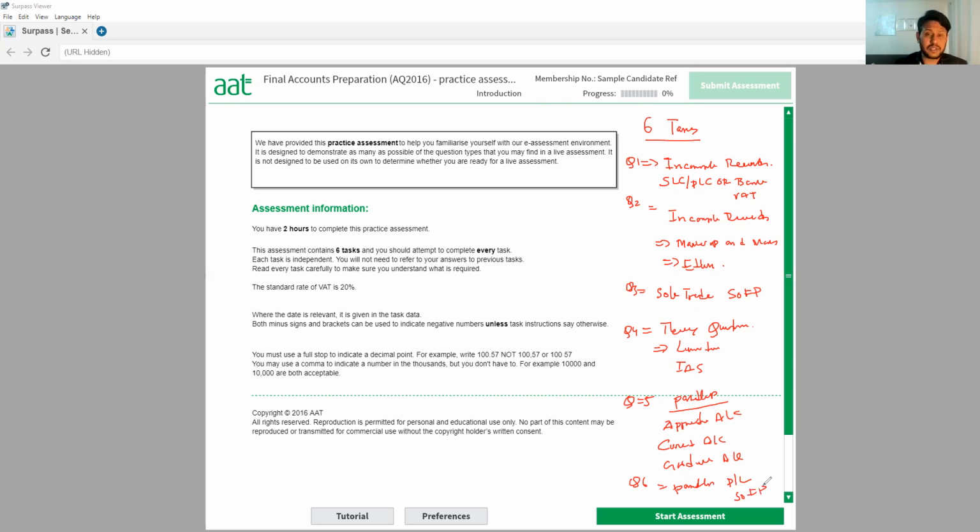That's it. So these 6 questions you're going to see in the exam, and obviously we already know what questions will be in the exam. Based on that, we can practice and make ourselves ready. So let's start with our practice assessment 2. Let's have a look at how many questions we have and how we can answer all of them.